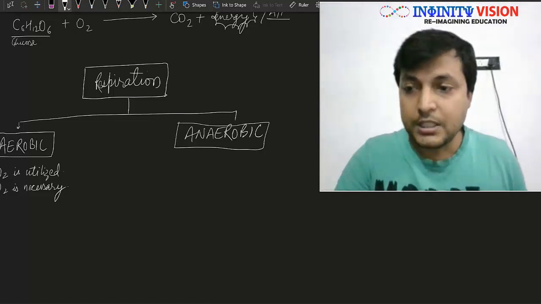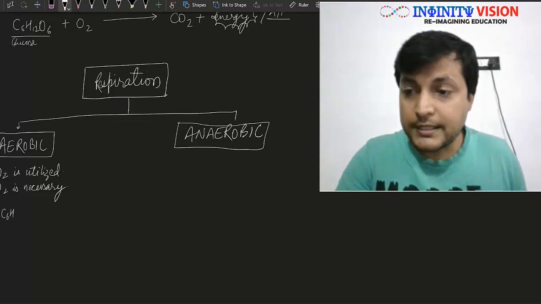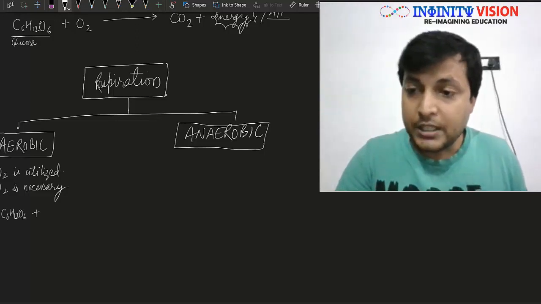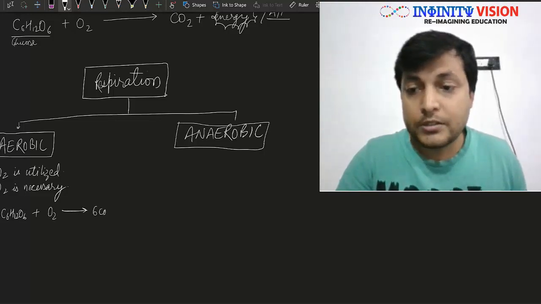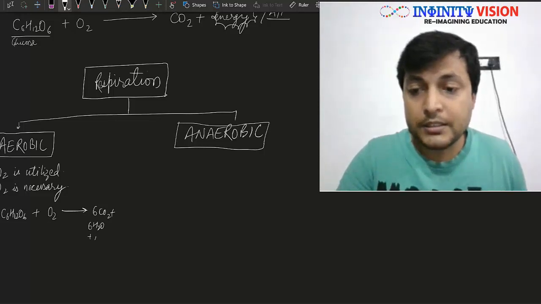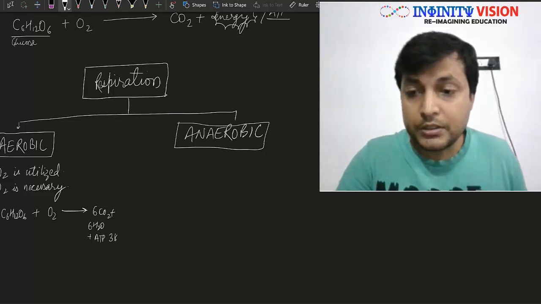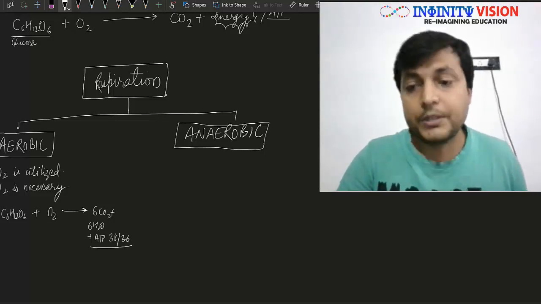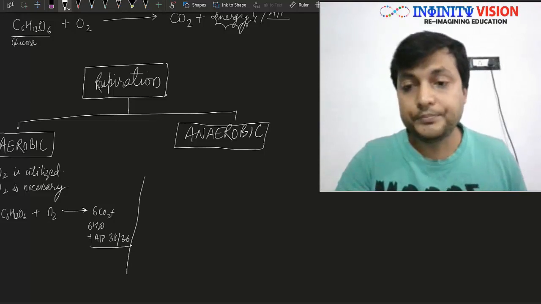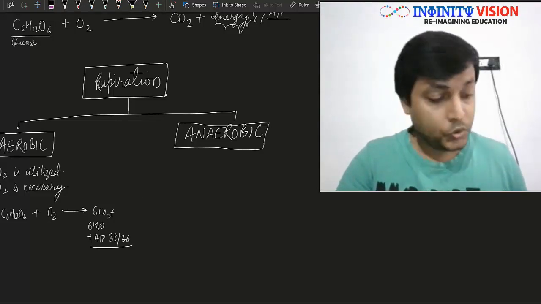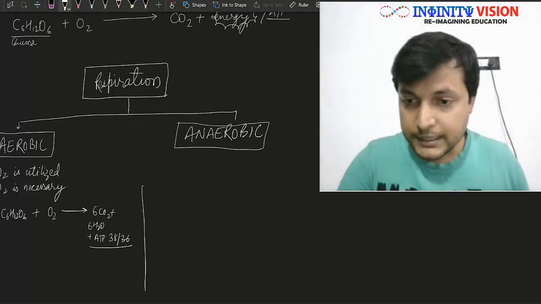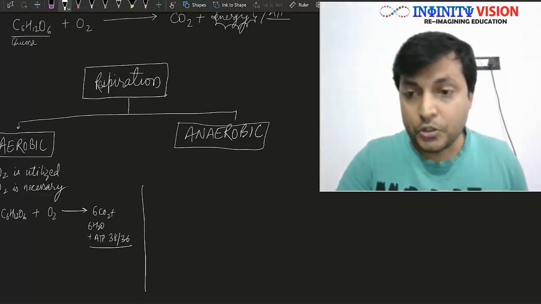Now, how does it happen? If we see through the equation, it is like C6H12O6, in the presence of O2, it is broken down into 6CO2 plus 6H2O plus ATP. How much ATP? 38 or 36 ATP. Okay, 38 or 36 ATP.